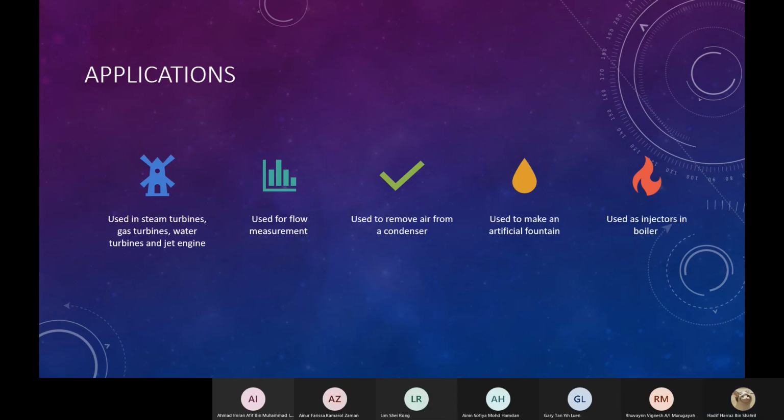Next. Okay, these are some applications that we use for nozzles. So, firstly, we used nozzles in steam turbines, gas turbines, water turbines, and jet engine. Next, we also use nozzles for flow measurements, for example, the venturimeter. Thirdly, we use nozzles to remove air from a condenser. Fourth, we use nozzles to make an artificial fountain. And finally, we use nozzles as injectors in boiler.